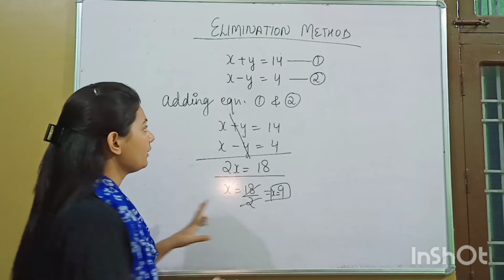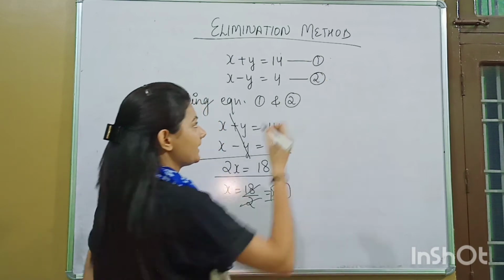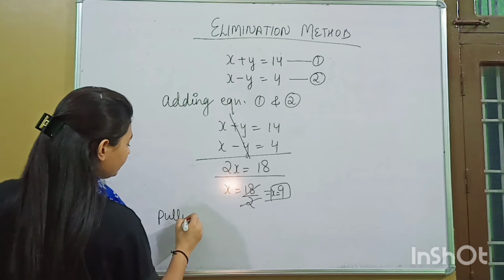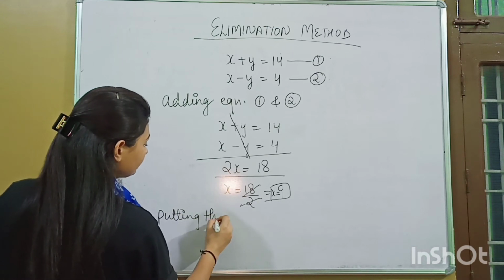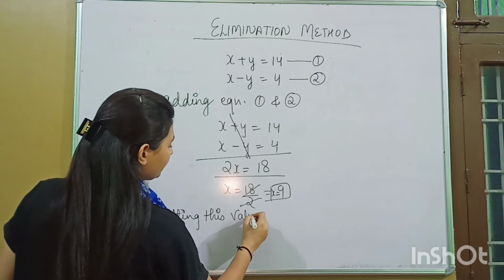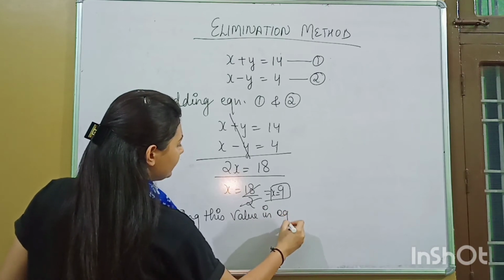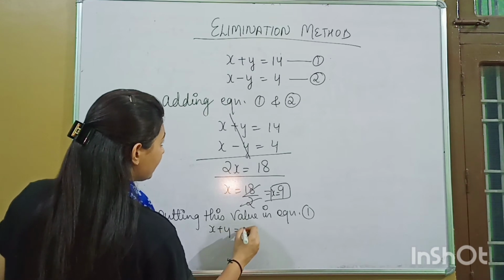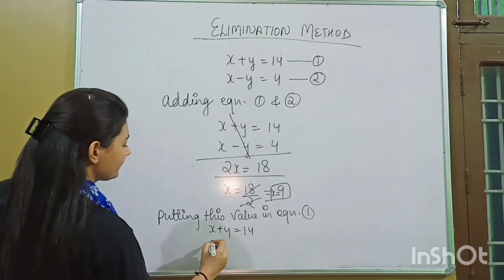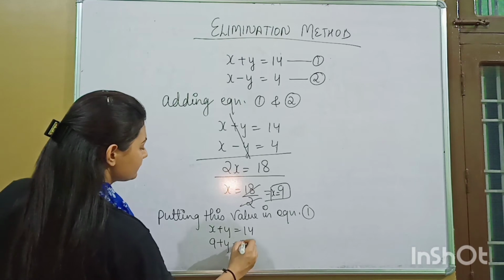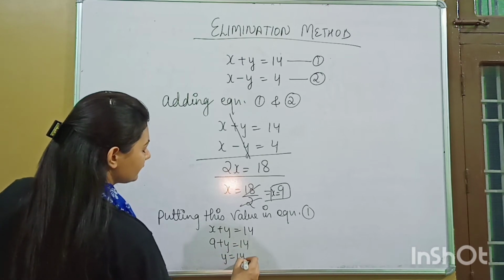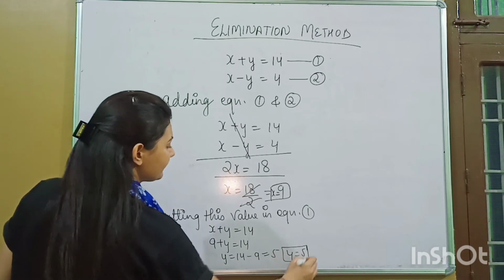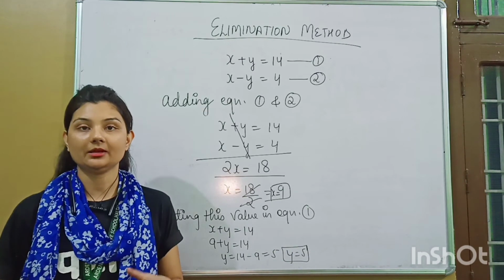Now you can put this value of x in either the first equation or the second equation, that is your wish. So putting this value in equation 1, what will we get? Equation 1 is x plus y equals 14. So in place of x we write 9 plus y equals 14. That is y equals 14 minus 9, that is 5. It means the value of y is 5 here. So this is called the elimination method.